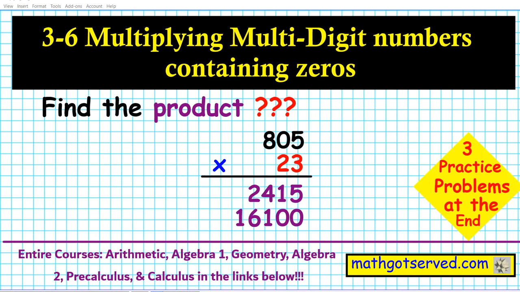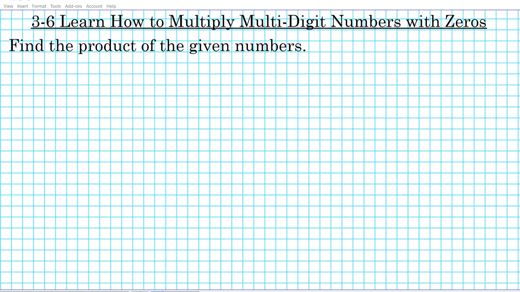All right. The type of problem we're going to be going over in this presentation is given here. Find the product between 805 and 23. Notice there's a 0 here in the multiplier number. We have 3 practice problems at the end of this presentation that we'd like you to try out in order to demonstrate mastery of the contents of this tutorial. Alright, so the instructions for the examples we're going to do are to find the product of the given numbers.